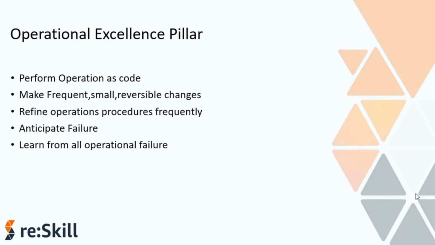Anticipate failure. Always design your system in such a way that it anticipates failure. Learn from all operational failures. After go-live, or even before go-live, if you face any kind of failures, always note down those points so that you can learn from those operational issues. It can help you in future remediations. You can build an ML model on top of that, so that if such an issue comes up in the future, it can be remediated automatically or suggest the best possible solution.